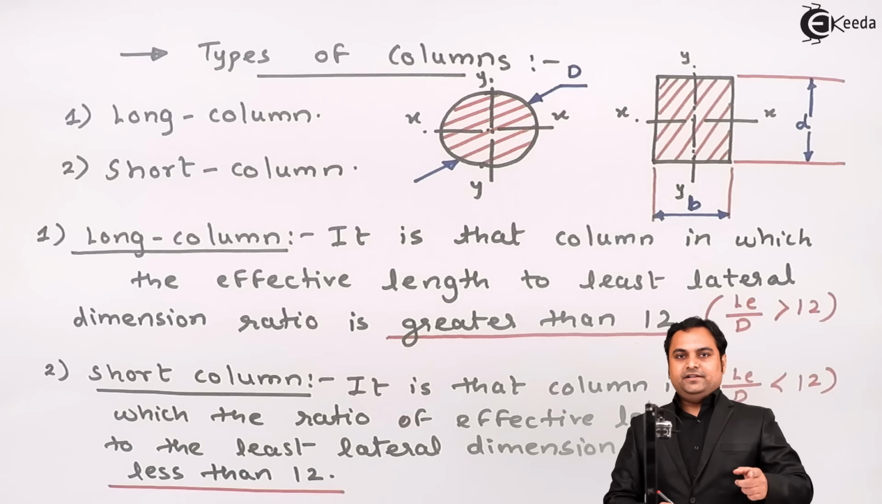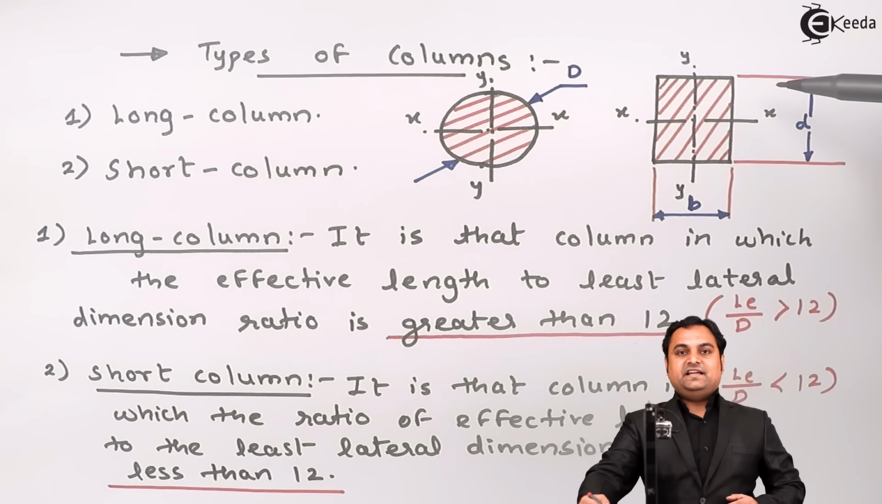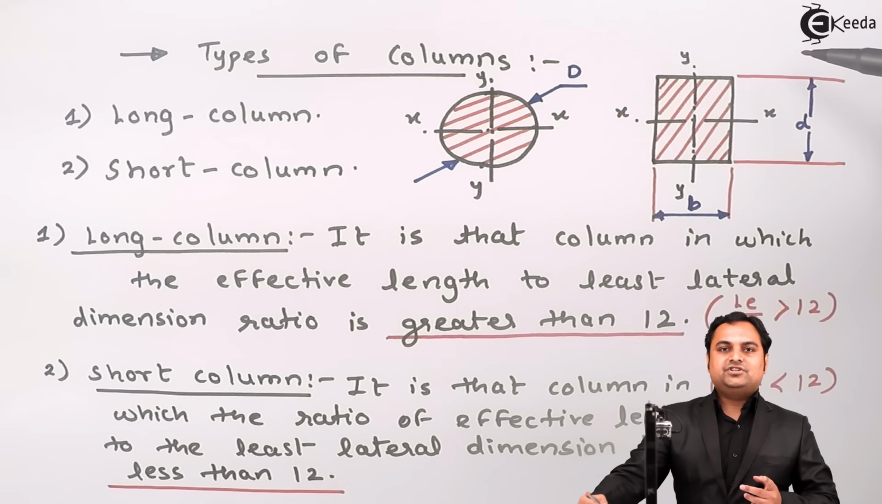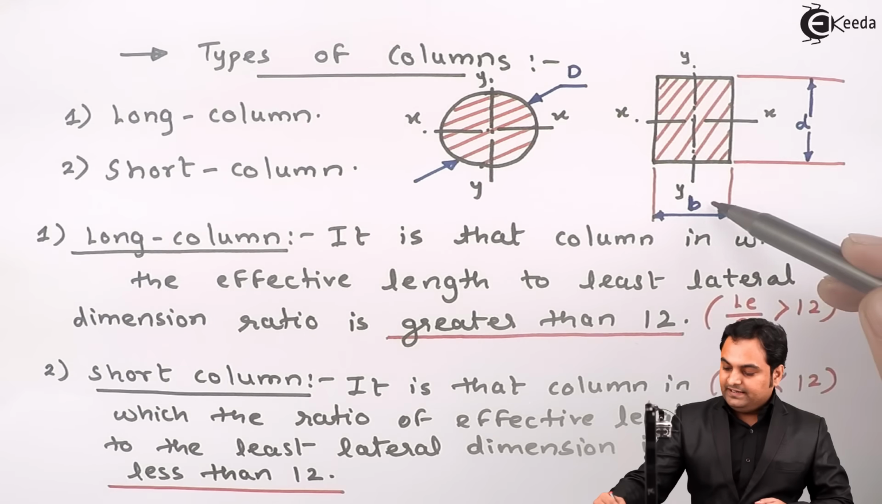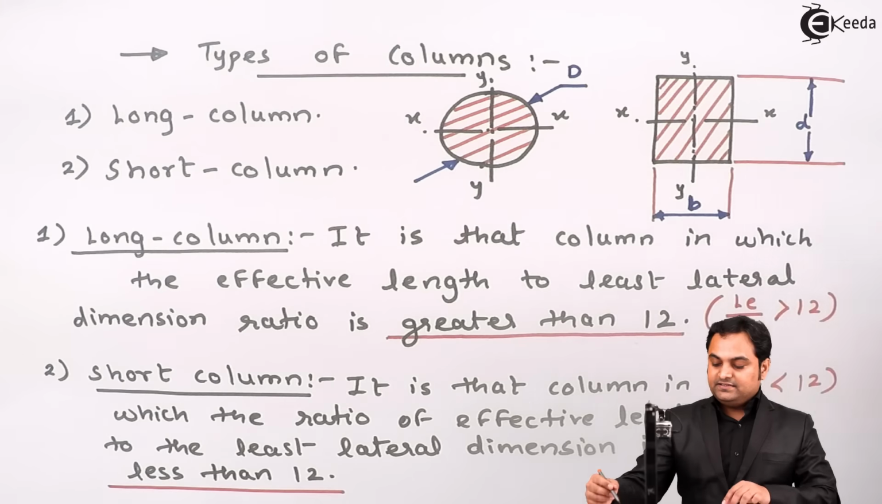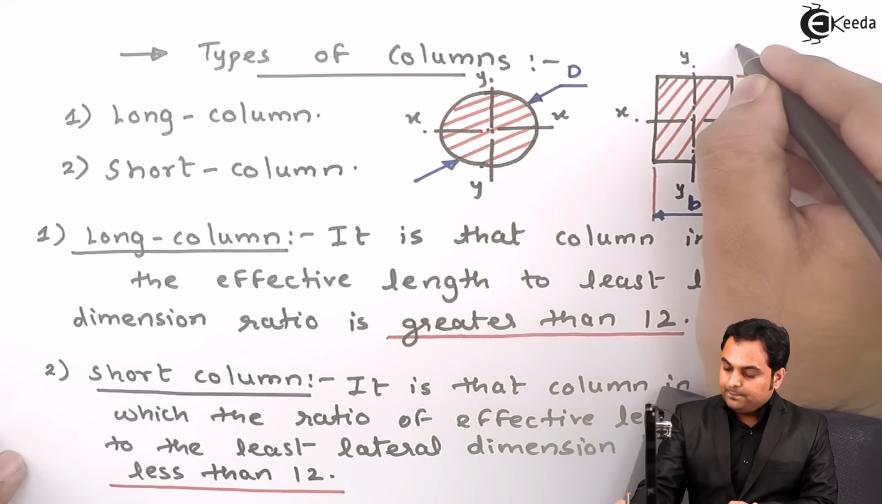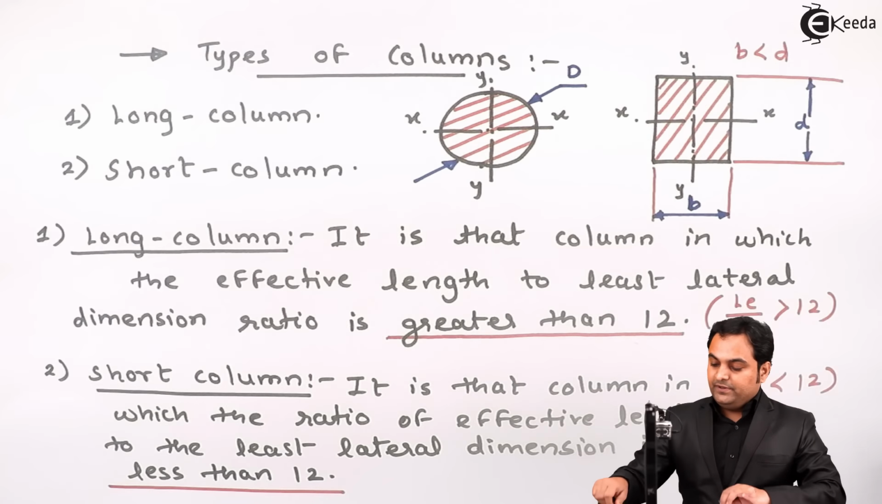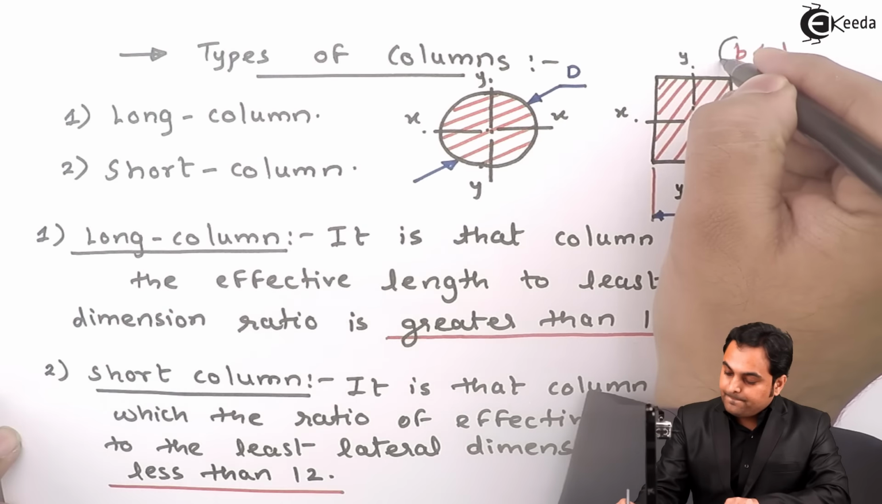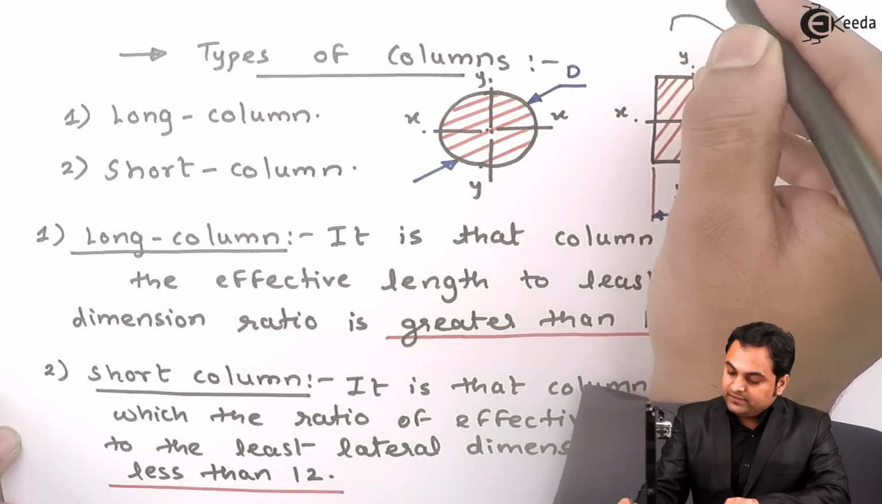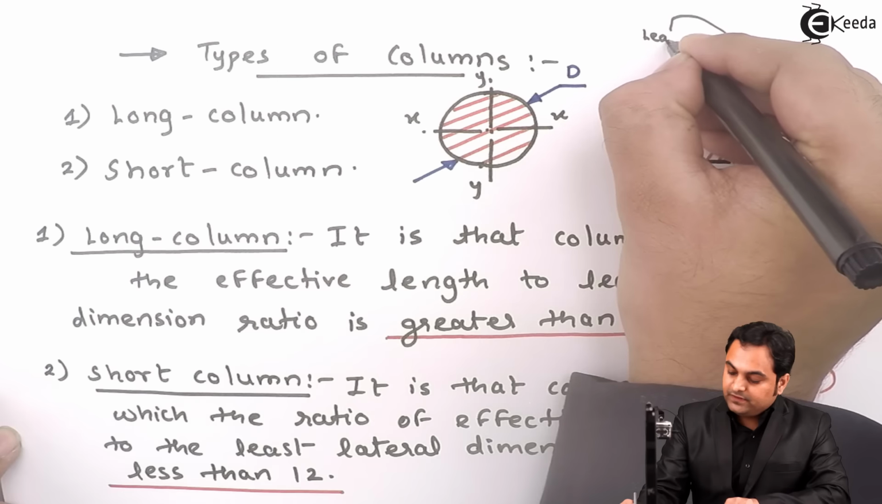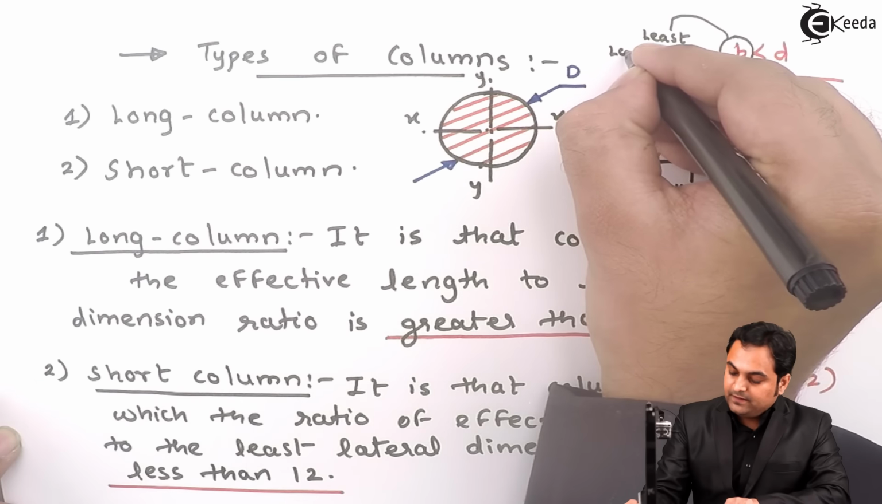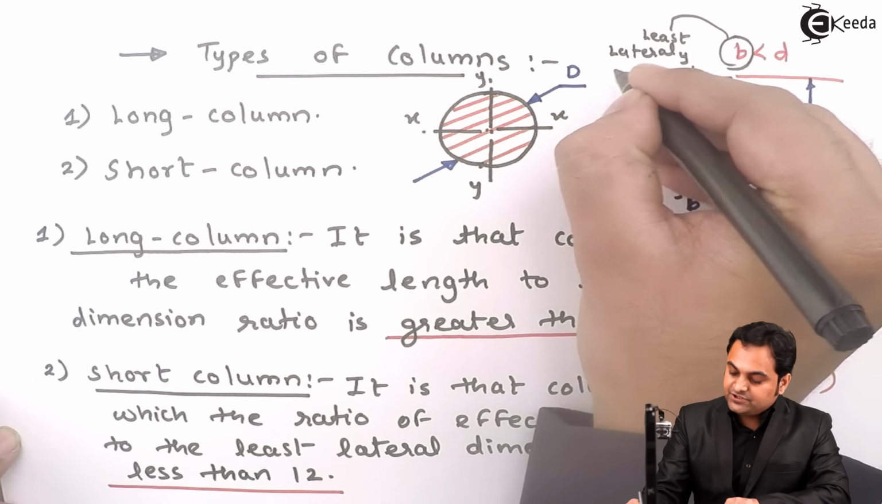Next, in a similar manner, if I have a rectangle section, I have to select the least lateral dimension. Looking at B and D, that is width and depth, I can say that width B is less than the depth D. So width will become the least lateral dimension for me.